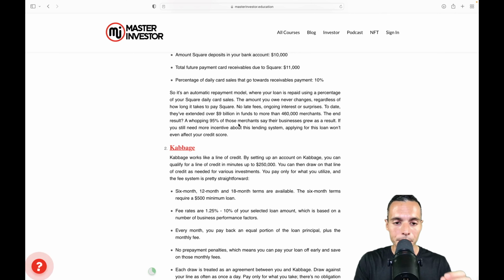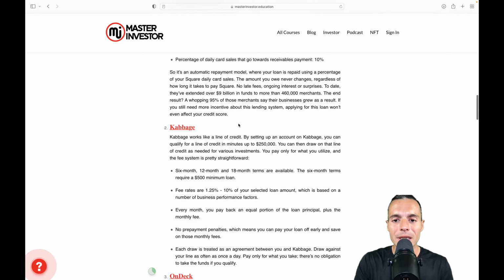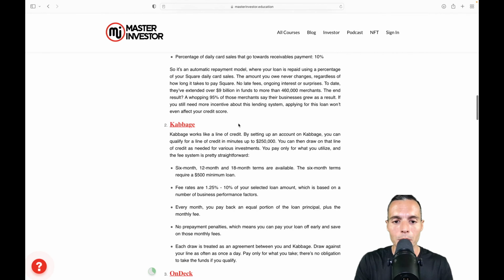Today, they have extended over $9 billion in funds to more than 460,000 merchants. The end result, a whopping 95% of those merchants say their businesses grew as a result. If you still need more incentives about this lending system, applying for this loan won't even affect your credit score.